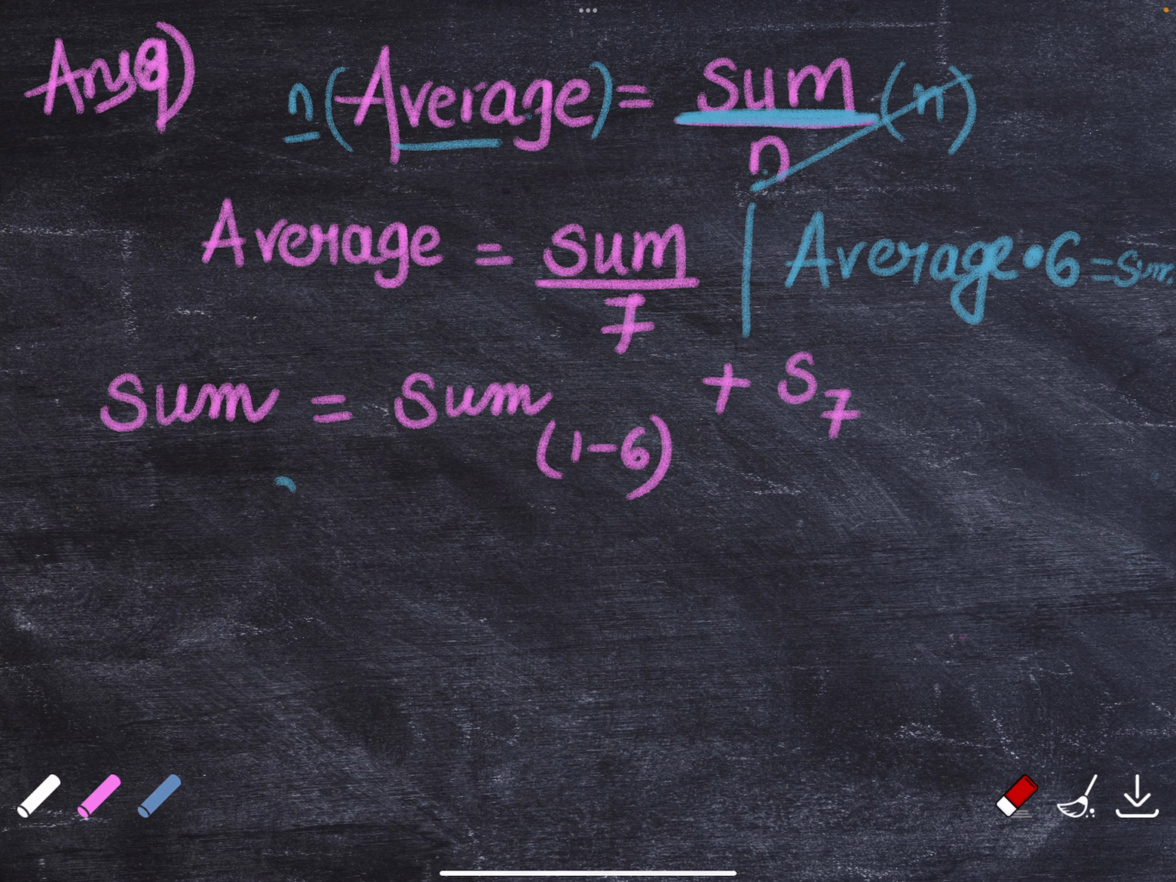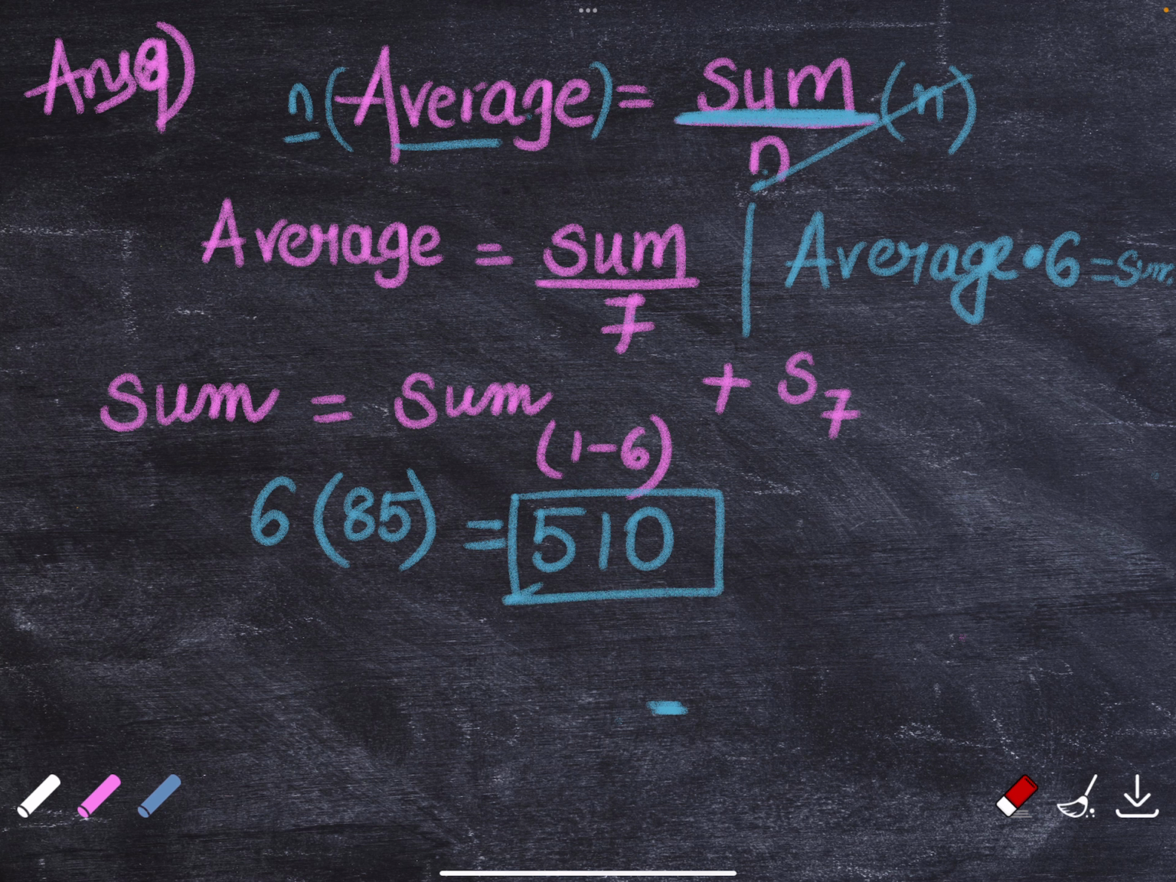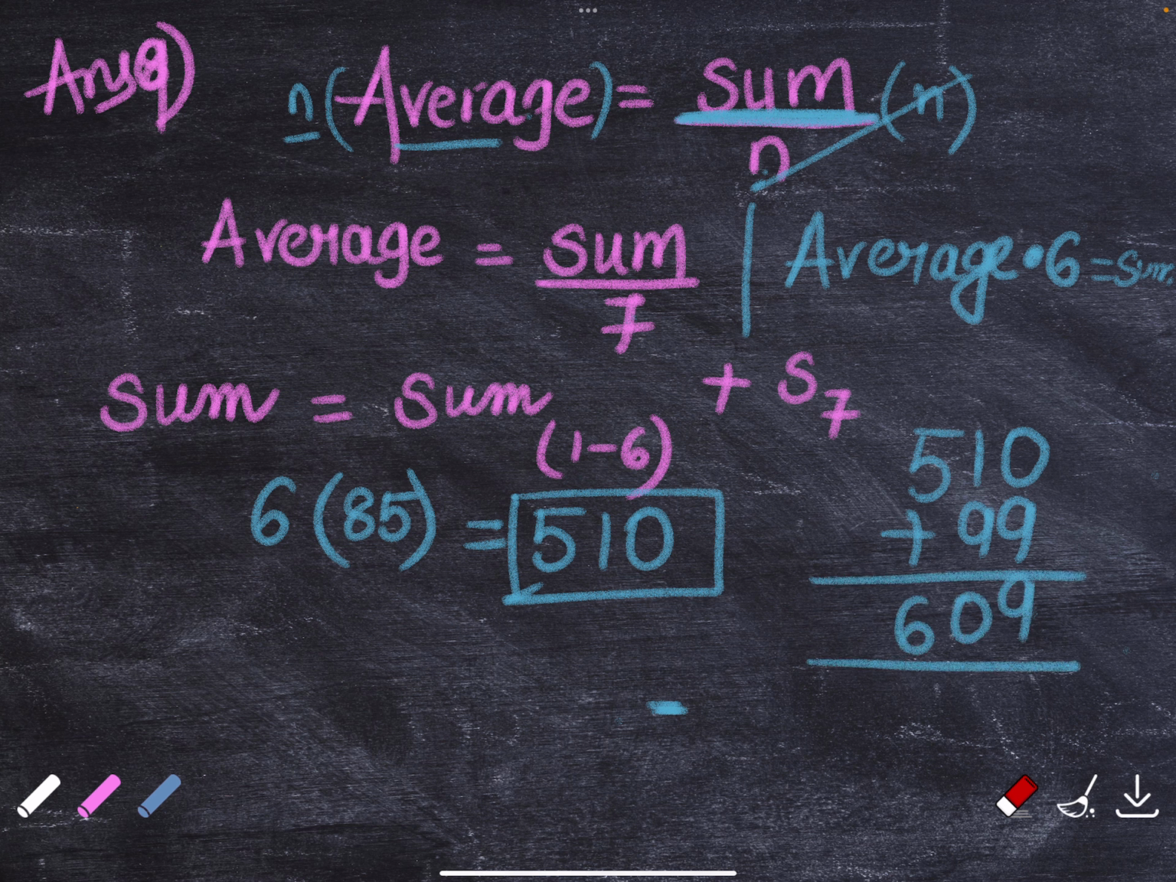So here I can multiply 6 times, what was the average of the 6 tests? 85. So 6 times 85 gives me the sum of the 6 tests. What was the sum of the 6 tests? If I multiply this, I get 510. That is the sum of her 6 tests. But they are asking us the average of the 7 tests. So we need to add the 7th test into that sum also. Her score was 99. So let's add that. This gives us 609. So the sum of 6 tests is 510, 7 tests is 609.